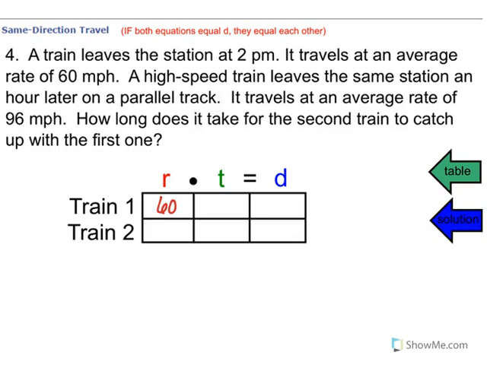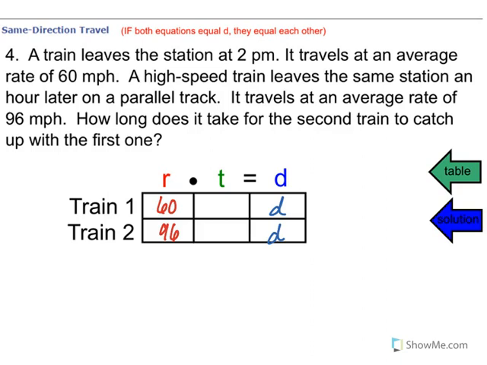A high-speed train leaves the same station an hour later on a parallel track. It travels at an average rate of 96 miles per hour. How long does it take for the second train to catch up with the first one? Well, I know they're traveling the same distance because train 2 catches up with train 1.